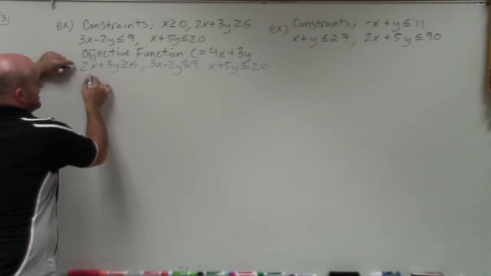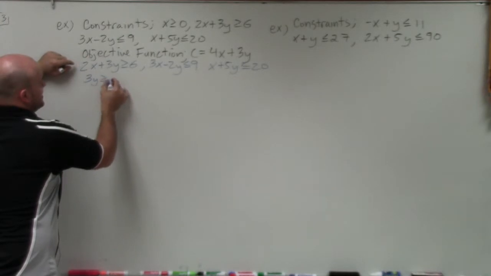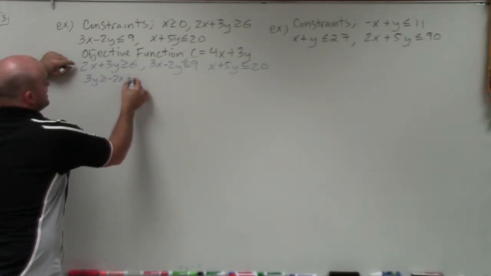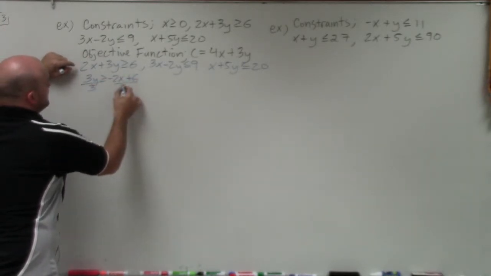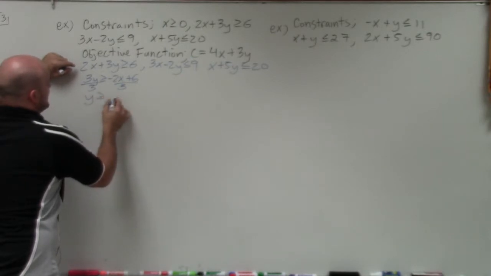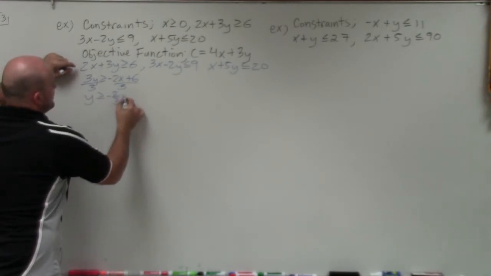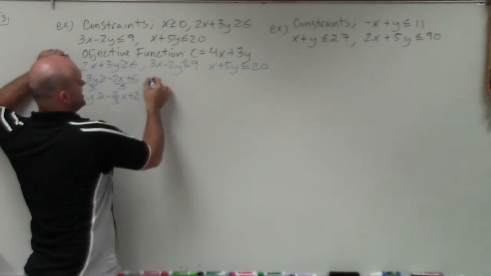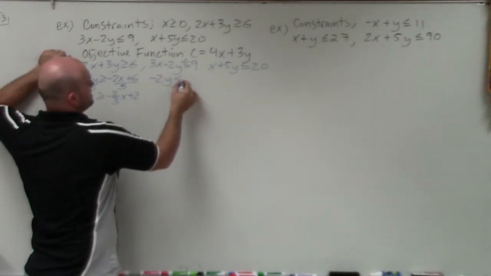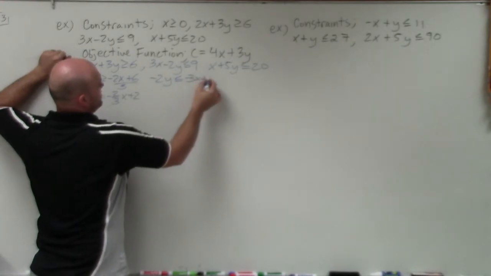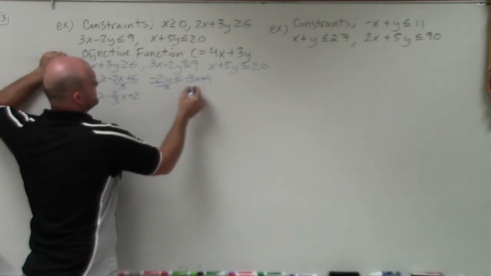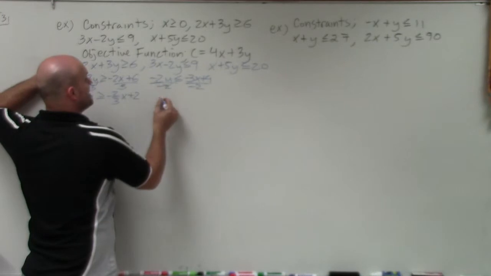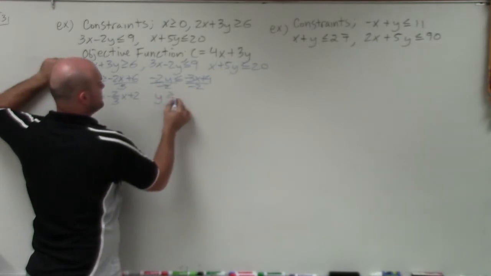So therefore, just to save some time, that's going to be 3y is greater than or equal to negative 2x plus 6. Then I'll divide by 3, so I have y is greater than or equal to negative 2/3 x plus 2. Here, I'll subtract 3x on both sides, so I'm left with negative 2y is less than or equal to negative 3x plus 9. Divide by negative 2, divide by negative 2. Remember, you're dividing by negative 2, so now you must flip the sign.